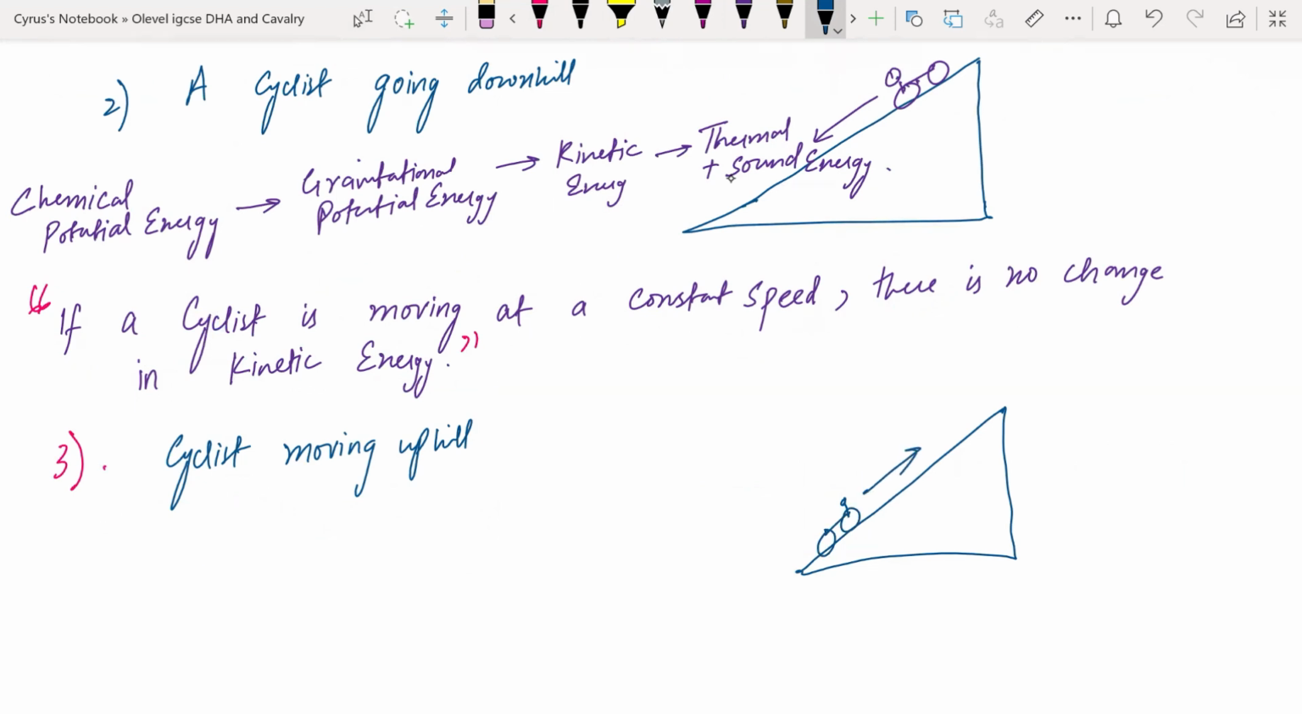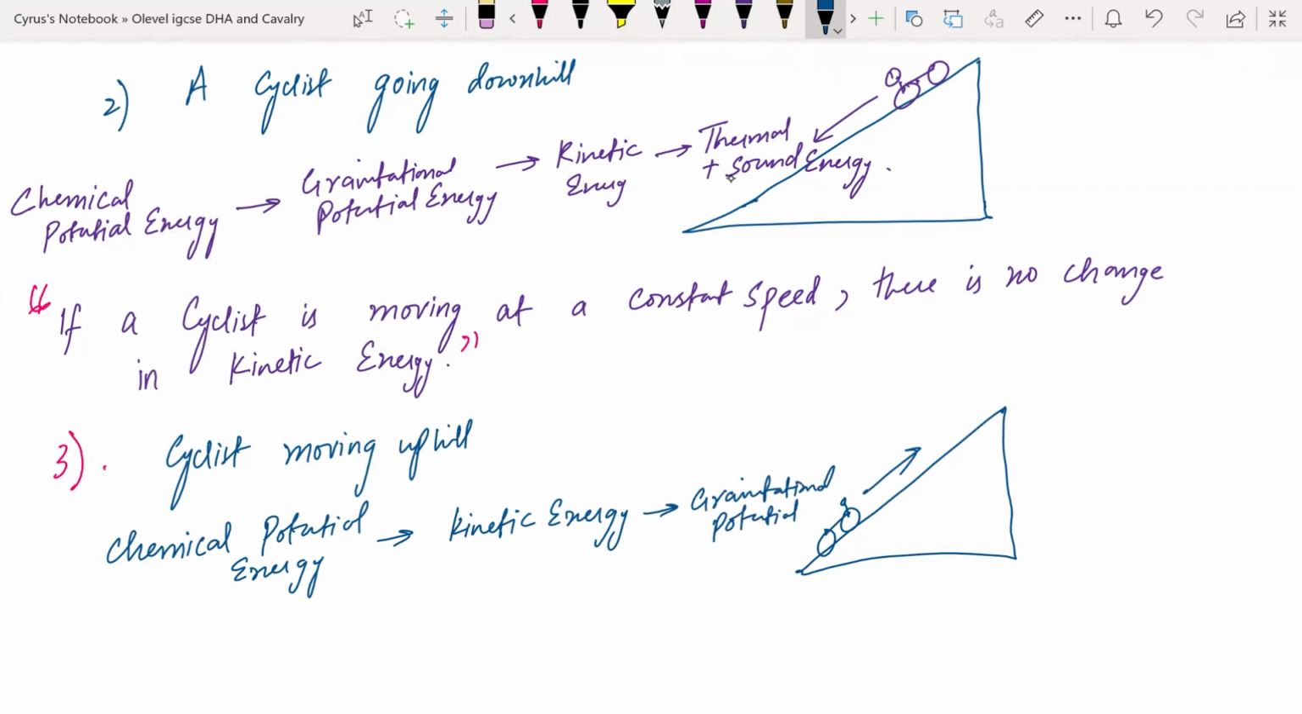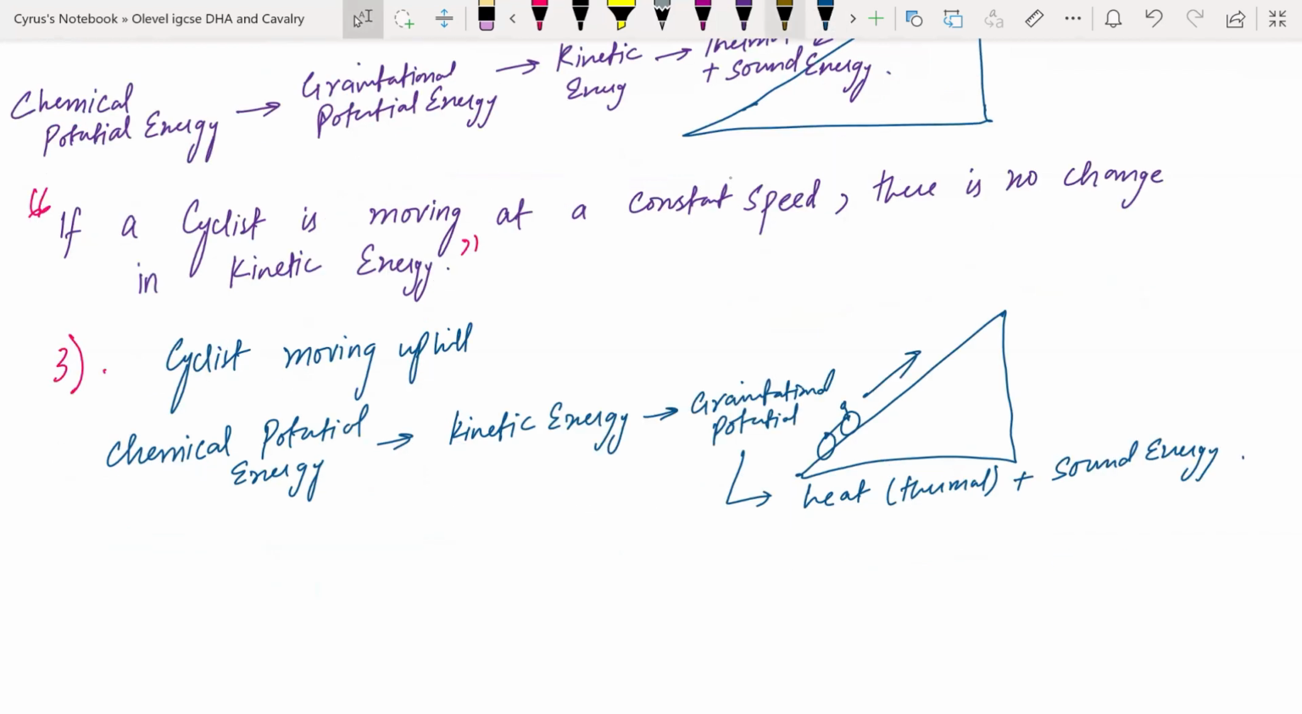So the major energy conversions would be chemical potential energy is converted into what? Kinetic energy, and that is converted into gravitational potential energy, and that is converted into heat, which is the thermal. ठीक है Ibrahim Fuad? Plus sound.